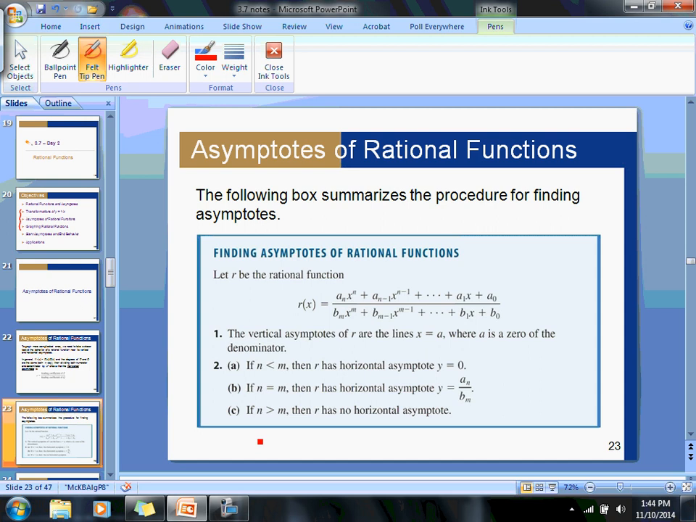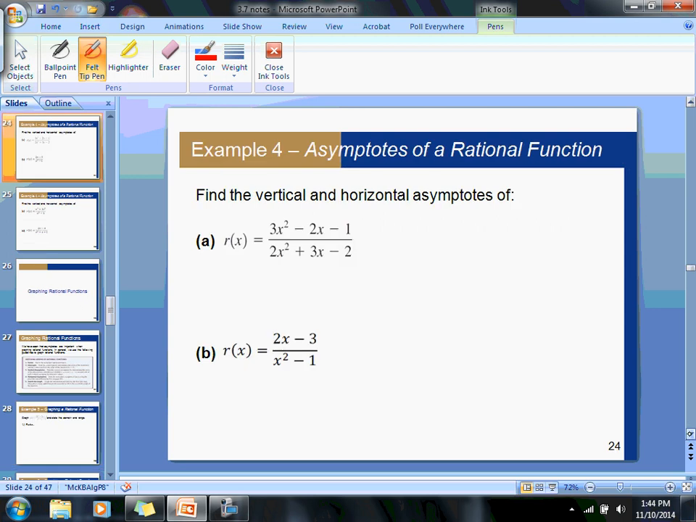So really for horizontal asymptotes, there's three possibilities. If the degrees are equal, then you use the ratio of the lead coefficients. If the numerator is less than the denominator, then it's just automatically y equals 0. If the numerator is greater than the denominator, then there's none. And then for our vertical asymptotes, remember, it's the value that makes the denominator 0.